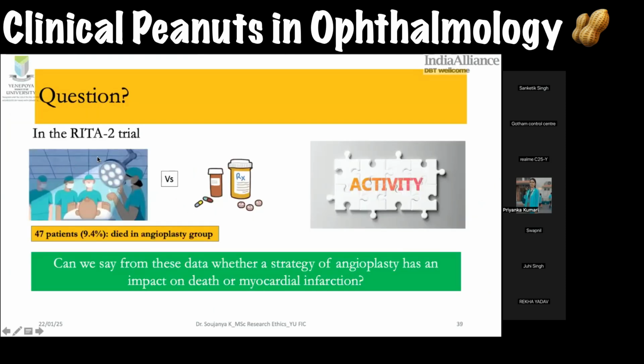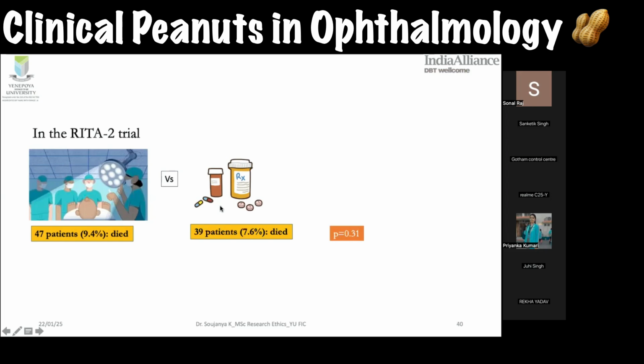Here is another example. This is the RITA 2 trial, where angioplasty was done, and they observed that 9.4% of people died because of angioplasty. So just by looking at this, can we say that angioplasty is associated with death? We probably cannot say that unless we compare it with the standard group. In the standard group, 7.6% of people died, and here 9.4% died. Although it looks slightly higher, when you do a statistical analysis, it was not statistically significant.